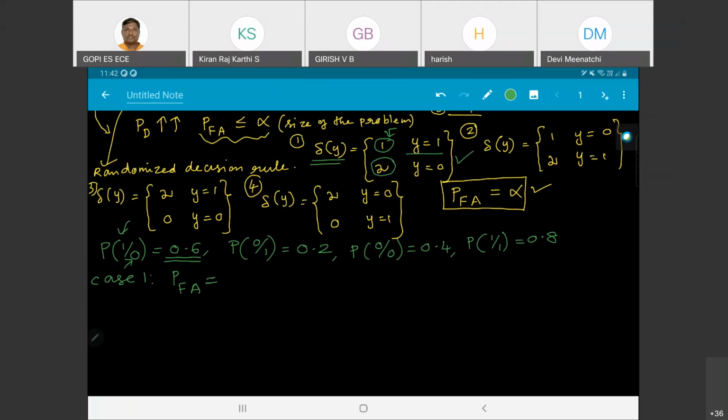So what is the probability of false alarm? Probability of false alarm is basically when you say the target is present when actually the target is not there.